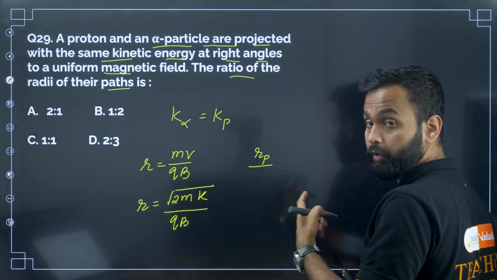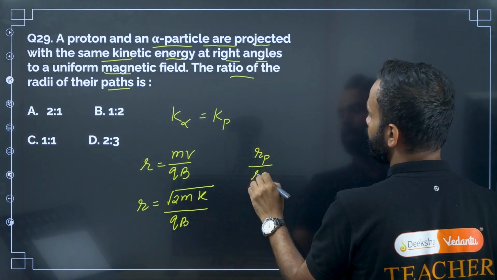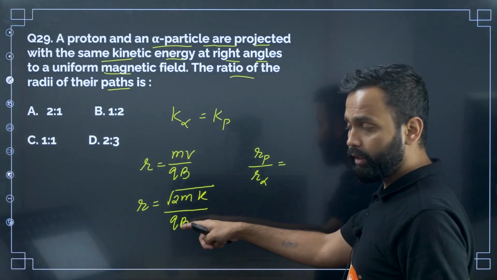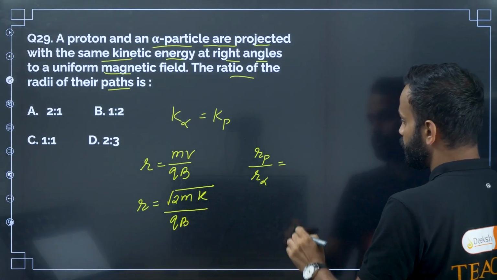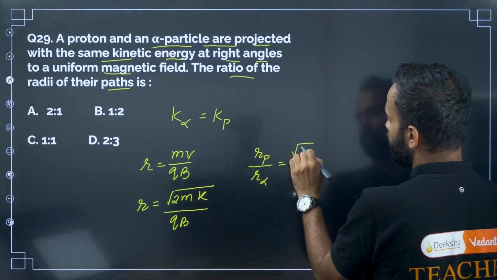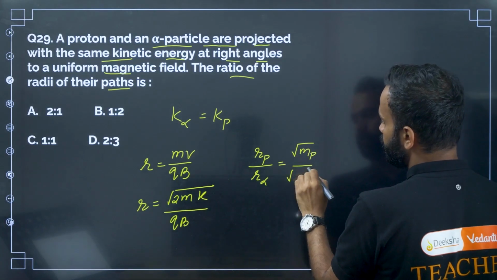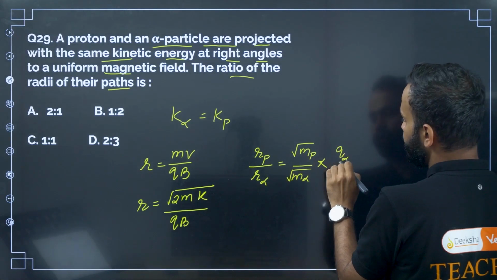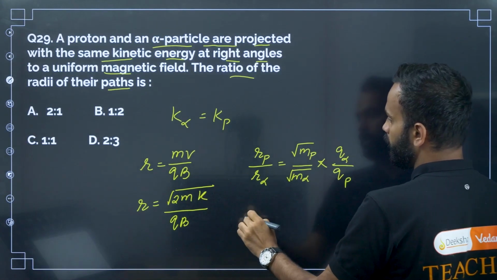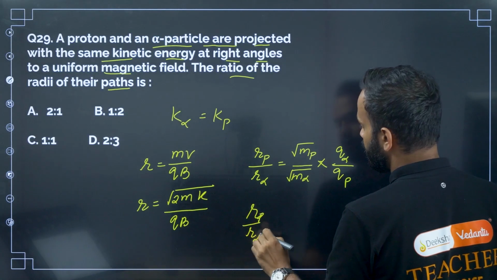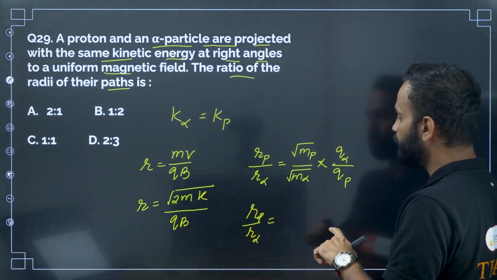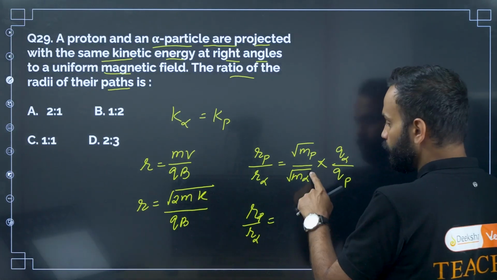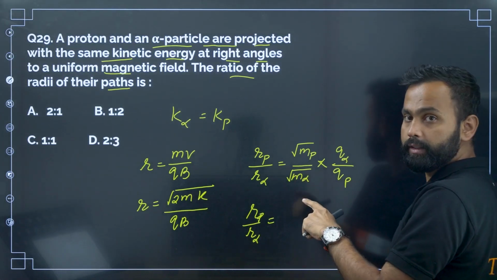Now the ratio of the radii of the circular paths taken by the proton and the alpha particle, that is r_p by r_alpha, kinetic energy is the same, magnetic field is also the same. So root of m_p divided by root of m_alpha into q_alpha divided by q_p. M_alpha is 4 times m_p.